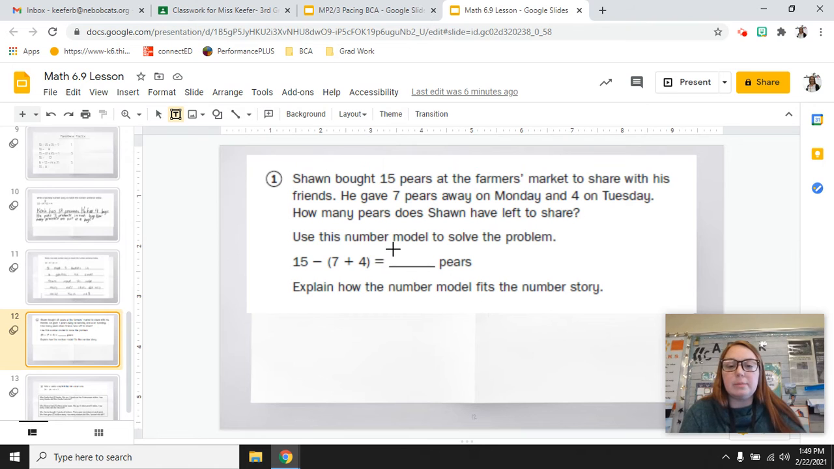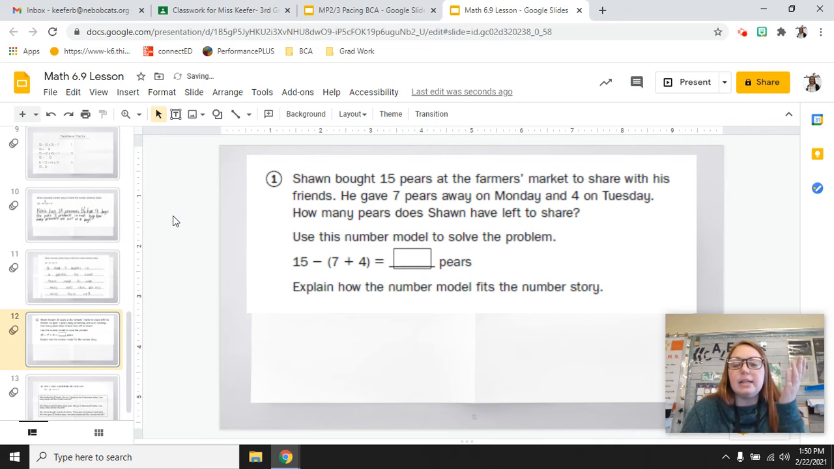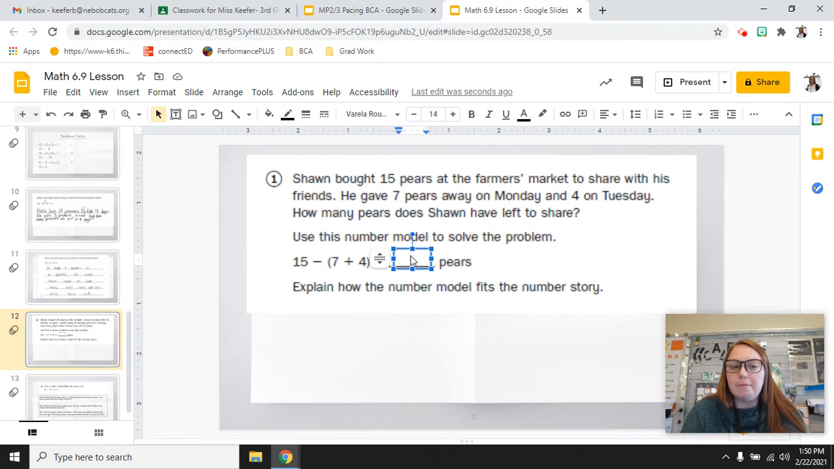So I actually didn't put a text box, so let me do that quick. So let's look at our problem. It says that he bought those 15 pears, gave 7 away on Monday, 4 away on Tuesday. How many does he have left to share? So look at our number model. So we would do 7 plus 4 first. So 7 plus 4 is 11. And then we would do 15 minus 11 to get our total. So what would be 15 minus 11? Our answer would be 4.